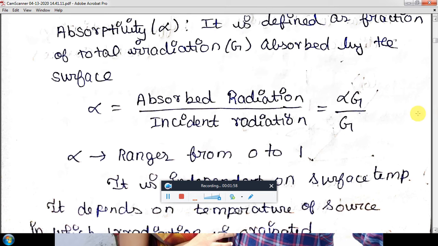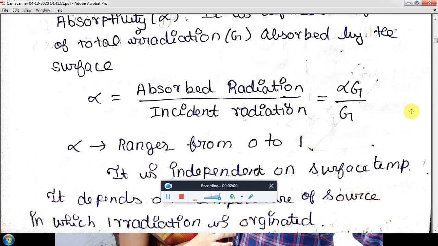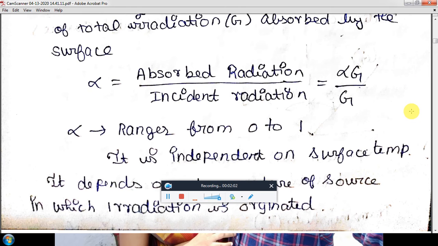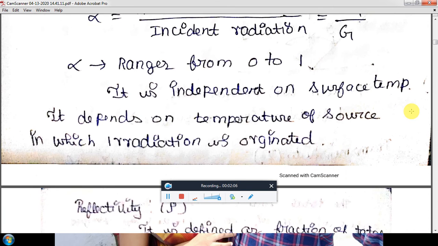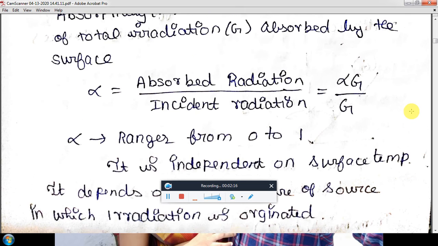Absorptivity ranges from 0 to 1. It is independent of surface temperature, but depends on the temperature of the source from which the irradiation originated.